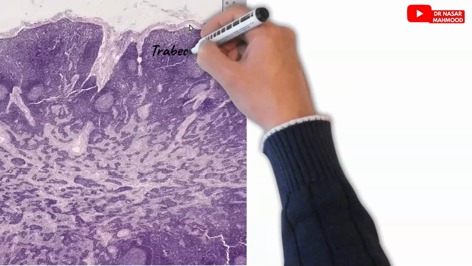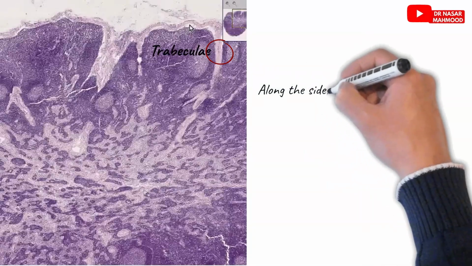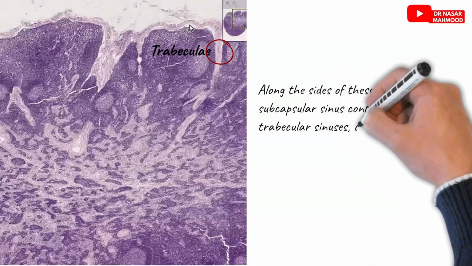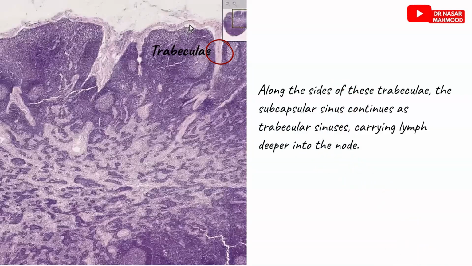From the capsule, strands of connective tissue extend inwards. These are called trabeculae. Along the sides of these trabeculae, the subcapsular sinus continues as trabecular sinuses, carrying lymph deeper into the node. These structures divide the lymph node into compartments containing lymphoid follicles.